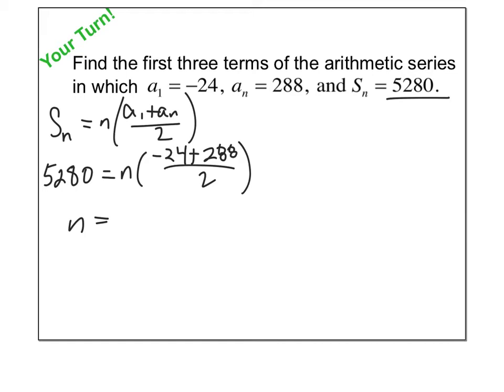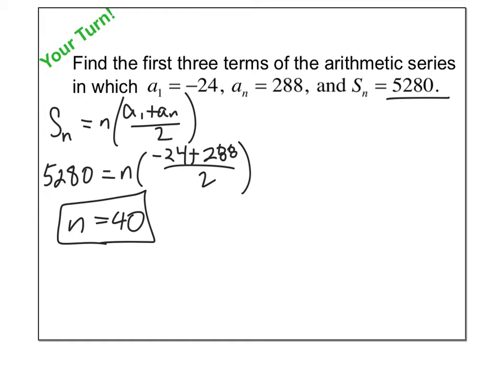And we find that n is going to be, oh boy, looks like I didn't do this one. N is going to be negative 24 plus 288 over 2. Let's see. Negative 24 plus 288 divided by 2 is 132. So 5280 divided by 132 is 40. There are 40 terms in this particular sequence that we added.